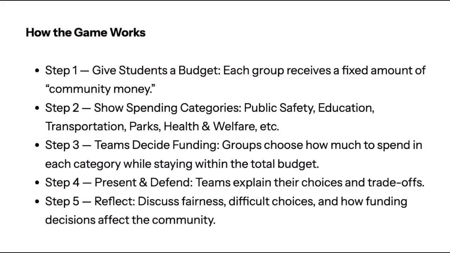I'll explain in depth how the game works now. First, we have step 1, giving students a budget. Each group should receive a fixed amount of community money. Next, step 2 is to show spending categories. This could be public safety, education, transportation, and more.